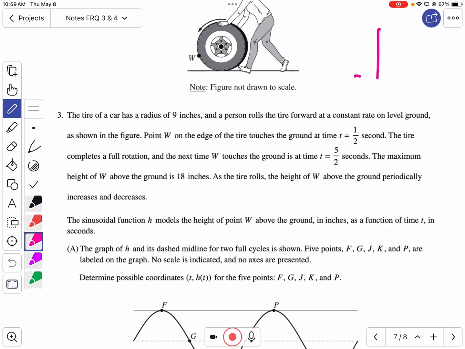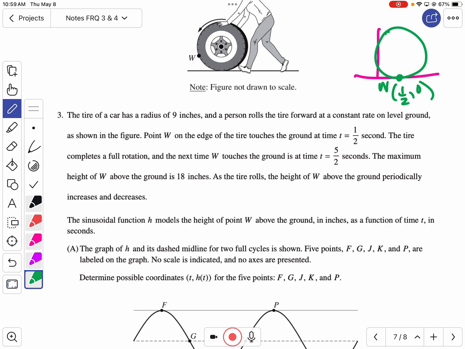I'm just going to think about this tire. I'm going to draw it. So my tire is on the ground, and that's W. At t equals 1/2, what would its height be? 0. So I know that about W. When it's on the ground, t is 1/2. The next time it touches the ground is at 5/2.